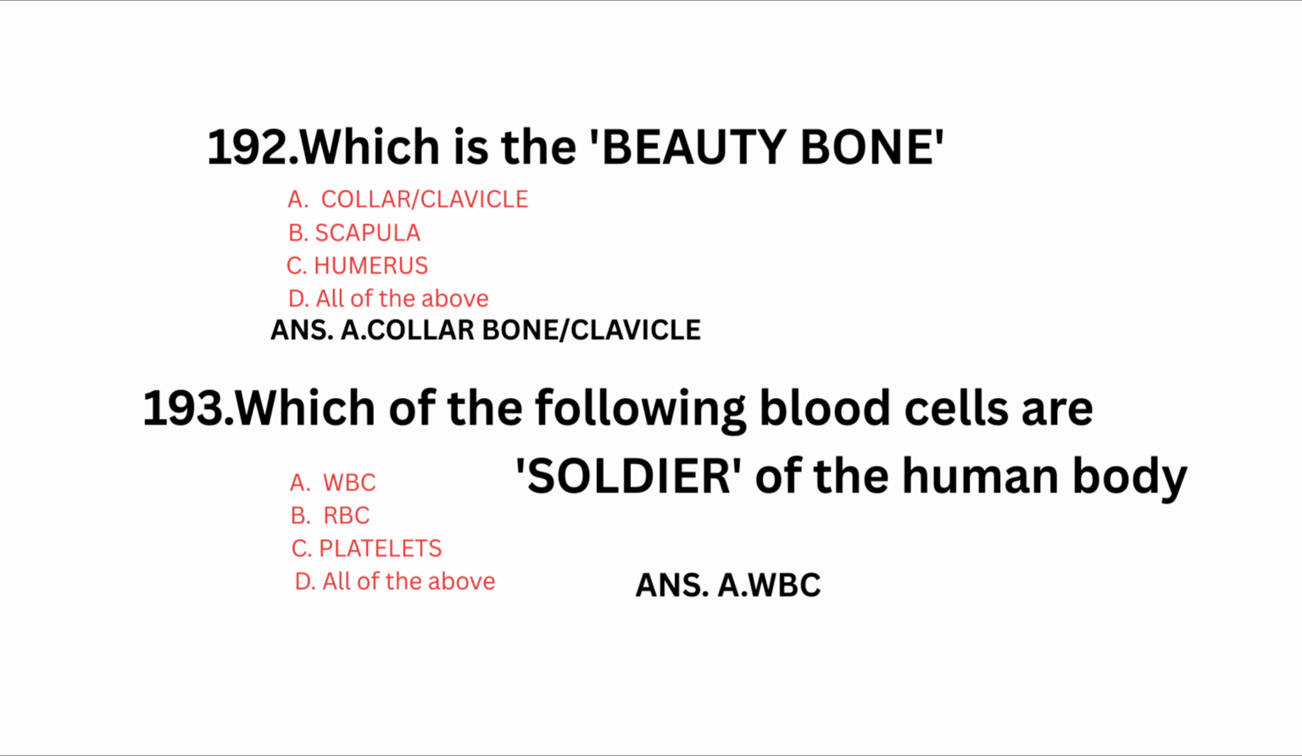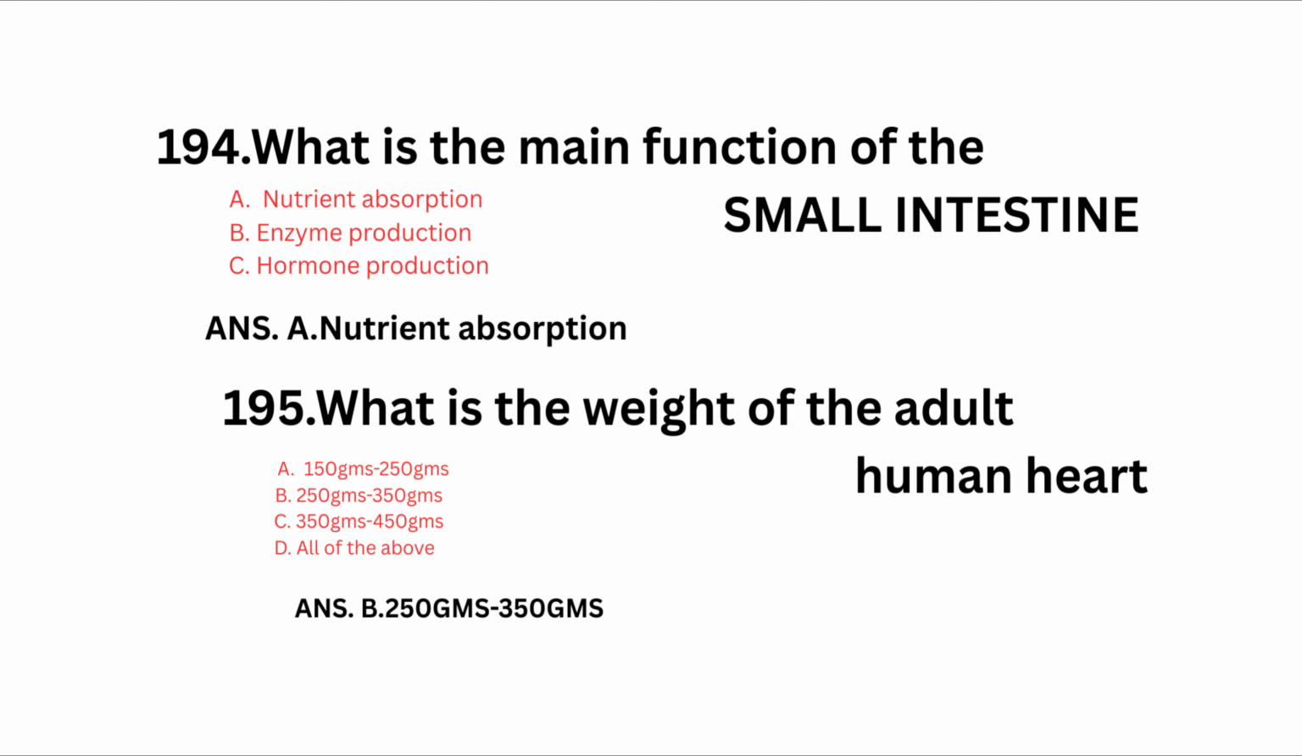The answer to this is obviously WBC. The WBC is rightly termed as the soldier. It defends the body. Immunity. 194, what is the main function of the small intestine? A nutrient absorption, B enzyme production, C hormone production. Answer A nutrient absorption. 195, what is the weight of the adult human heart?